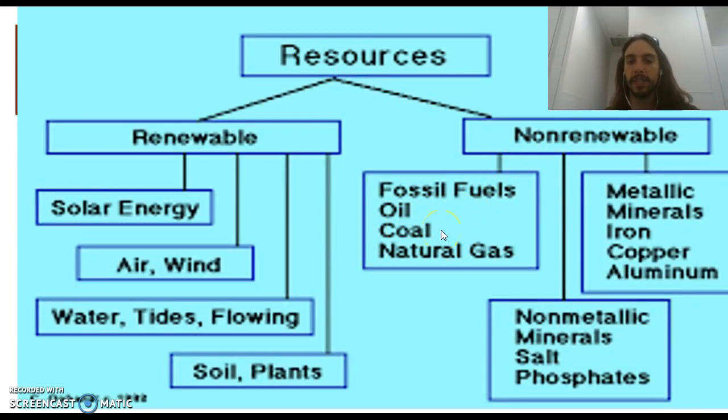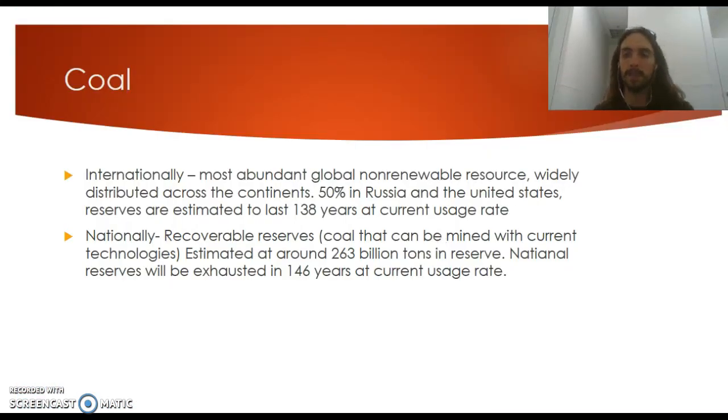It's made up of organic material, so coal is just compressed dead plant material, or I mean even animal material, but there's more plants basically. So coal. Internationally, coal is the most abundant global non-renewable resource. It's widely distributed across the continents, and here's a quiz question right here. 50% of coal in the world is in the United States and in Russia. So the United States has about 23%, I believe, and Russia has around 18%. It's something like that, or 27 to 18, I think that's what it is. But either way, just remember 50% of coal reserves are in Russia and the United States.